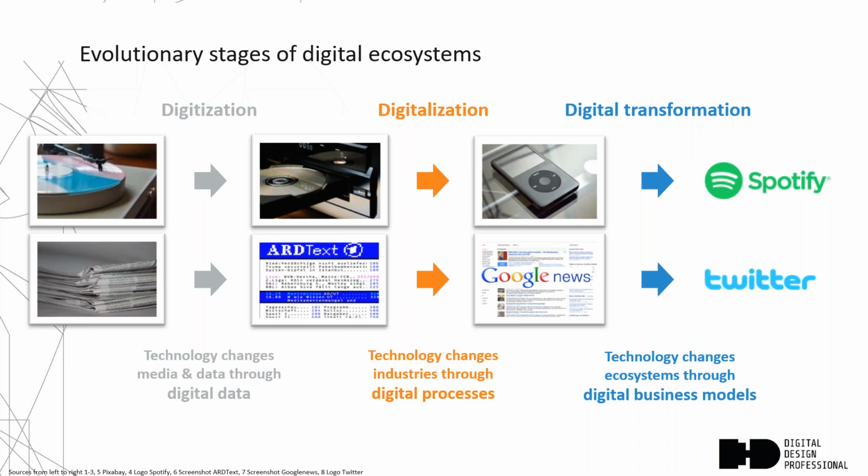When looking at the different stages of digital ecosystems, we know it started with some kind of digitization. When we talk about digitization, we mean taking something that was given in printed media, for instance, or some records, and making a digital version of this information. So here, in general, the technology changes.